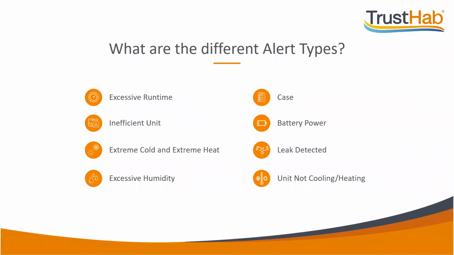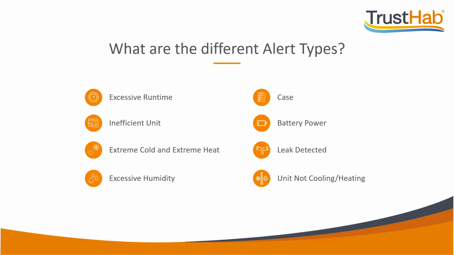Extreme cold and extreme heat have temperature-based thresholds. The appropriate alert is fired when the ambient temperature is detected as surpassing the threshold. Defaults are 60 for extreme cold and 85 for extreme heat.